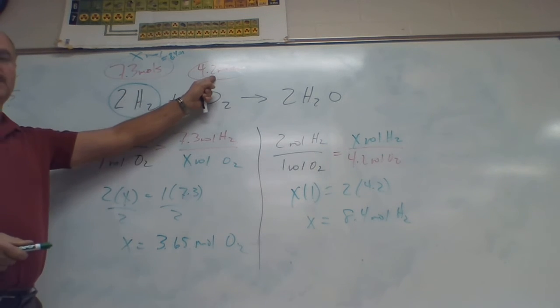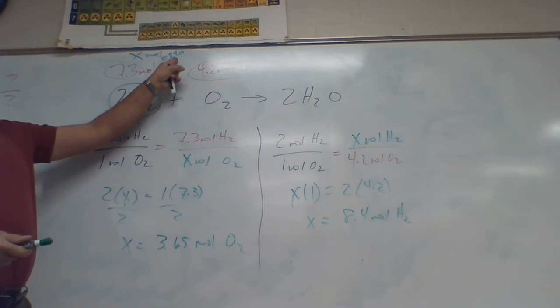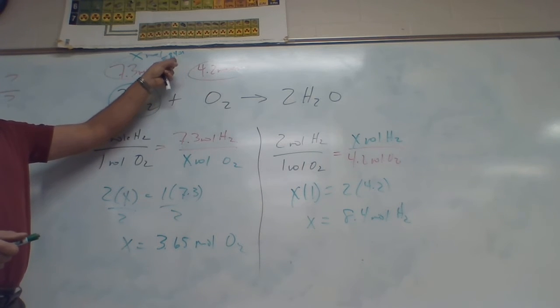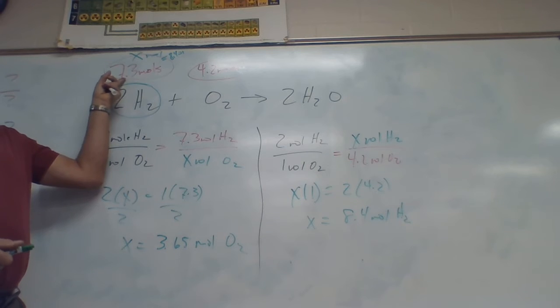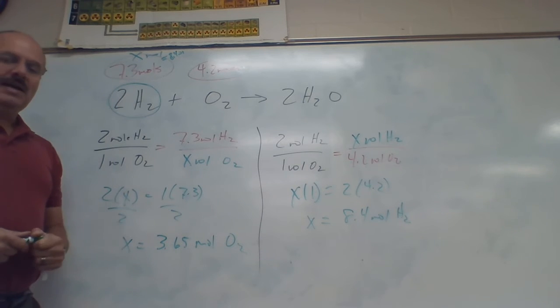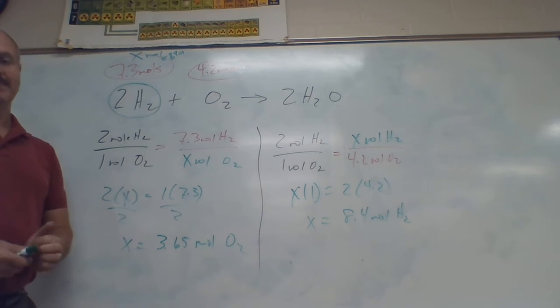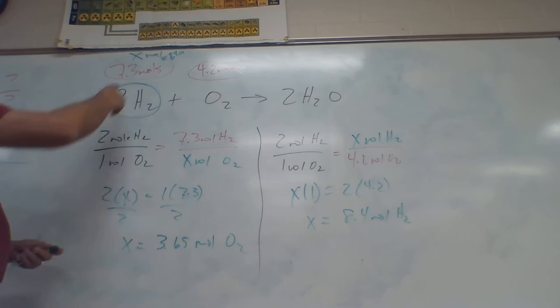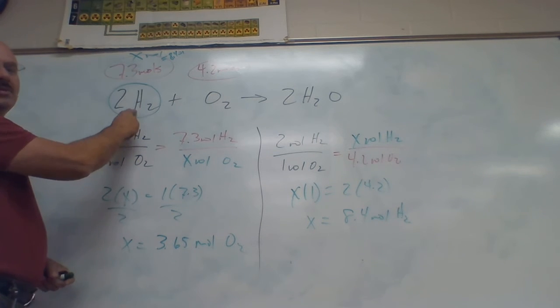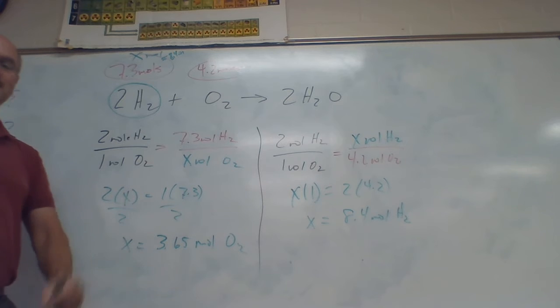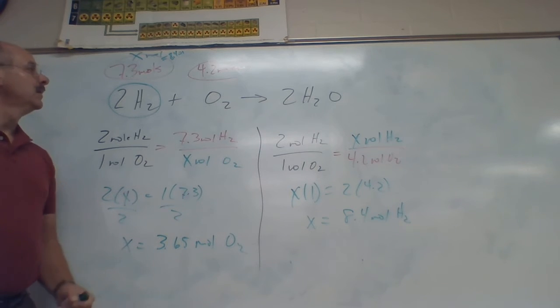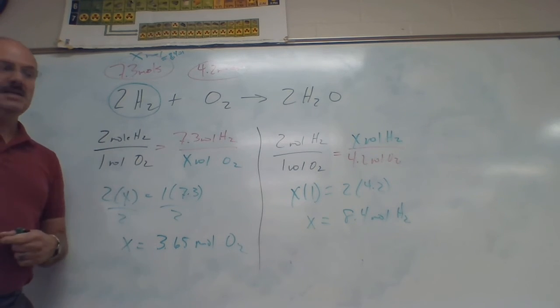So if I use all 4.2 moles of O2, I need 8.4 moles of H2. Do I have that? No, I don't. I'm going to run out of H2 before I ever get up to 8.4. I only got 7.3. So that means this guy's going to run out first. Oh, hey, that was the one we ran into last time. That was my limiting reagent last time. All right, so it still shows me that H2 is limiting.